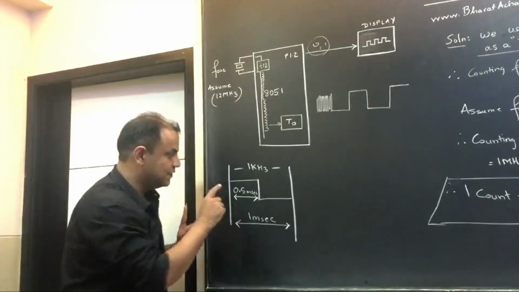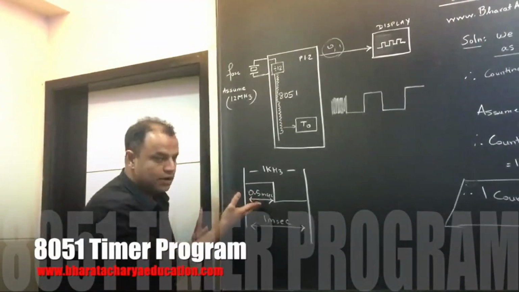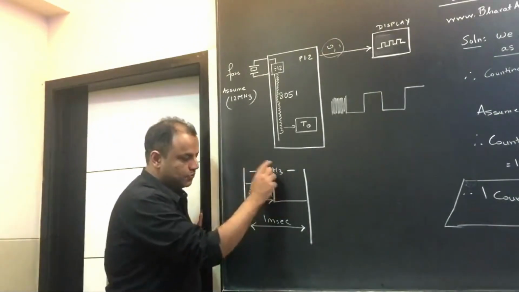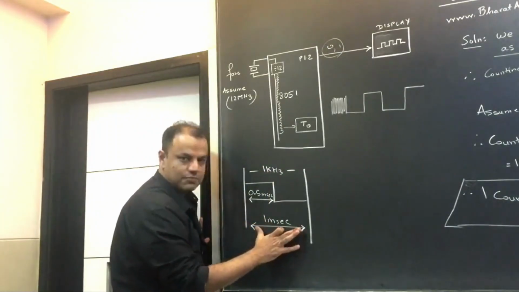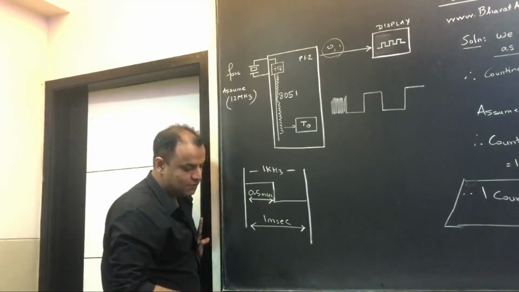Did you understand this? This is the mistake many people make in the exam. They forget to realize this. They just take the delay as 1 millisecond. Square wave is of 1 kilohertz. Time period is 1 millisecond. Your delay is half of that. That is 0.5 millisecond. Let's take one more example.